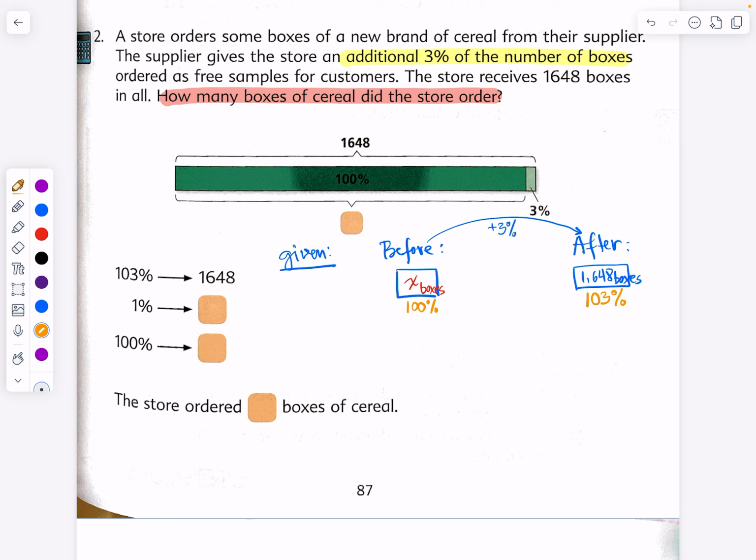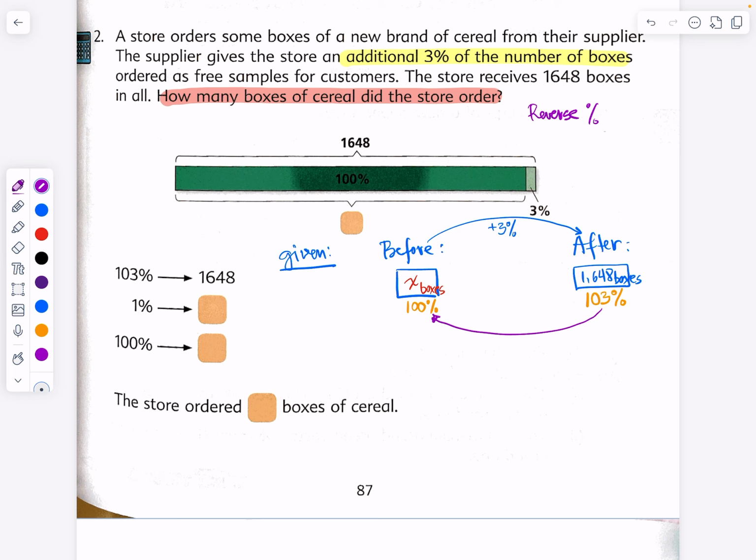The reason many teachers call them reverse percentage problems is because we have to kind of work backwards. We have to find out what was the original order. So let's set up the problem. In fact, they've already given it to you.